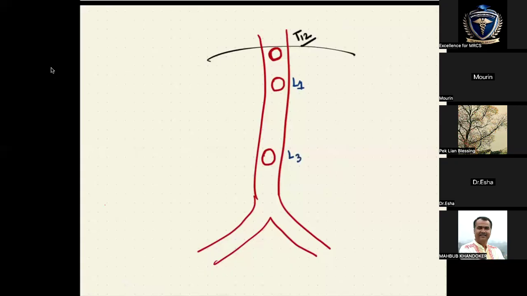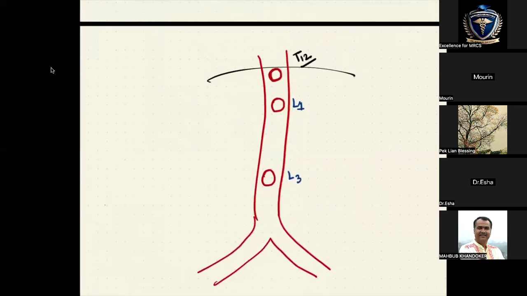Okay. The primitive gut, our alimentary tract, starts from the lower part of the esophagus, like this is the lower part of the esophagus. And after that, we have the stomach, duodenum, second part of the duodenum, jejunum, and ileum.